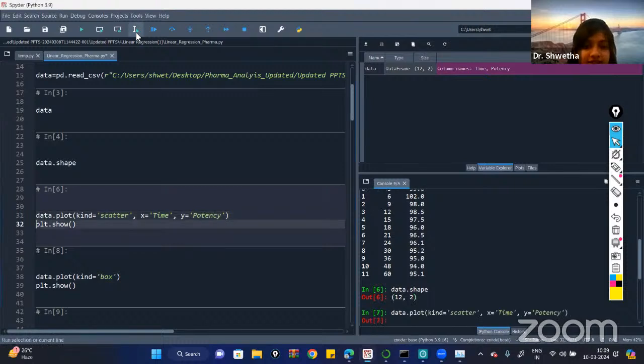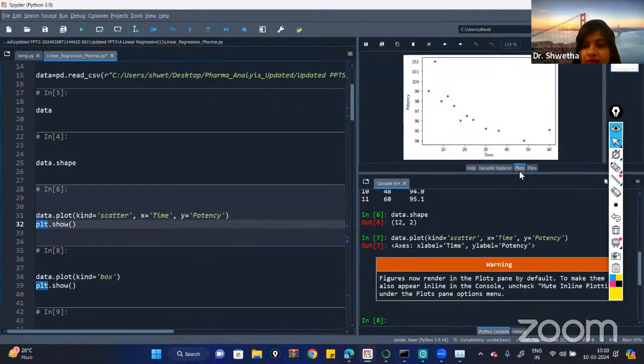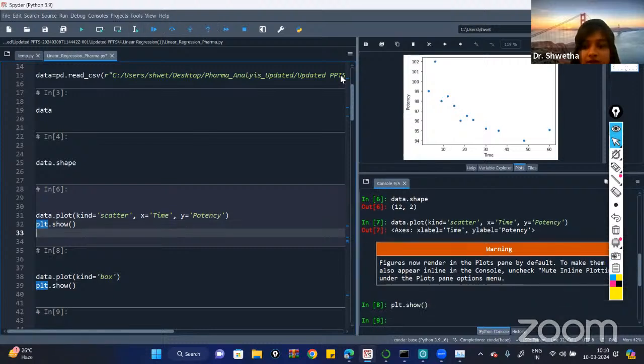Now, plotting this, on the x-axis there is time, on the y-axis there is potency. You can see this is how they are related. With an increase in x, is the y increasing or decreasing? The y is decreasing. Say for example, x was 5, then y was 99.